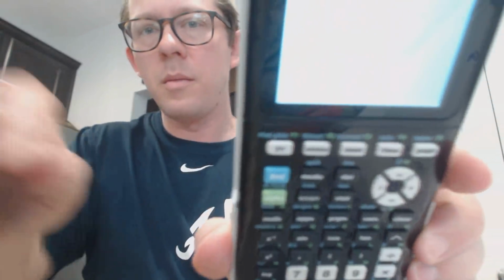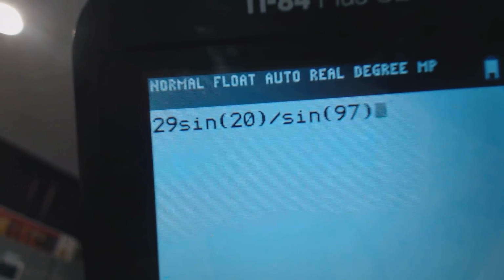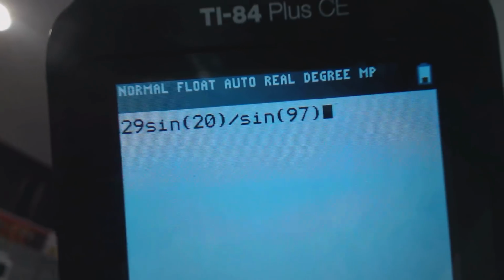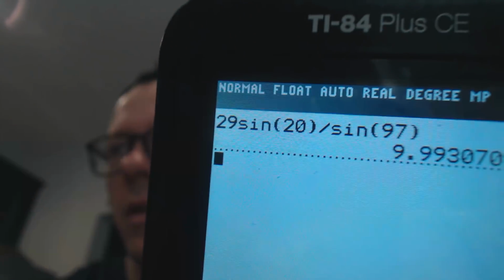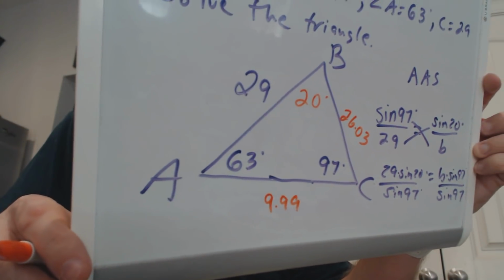Let's see if y'all can see this real quick. Okay, now when I hit enter, I bet you anything something lower than 26.03 comes up. So let's see. Focus for me. There you go. Sorry about that. 9.9. We can say 9.99, but it's basically like 10ish, right? But there you have it. We just solved that triangle, right?